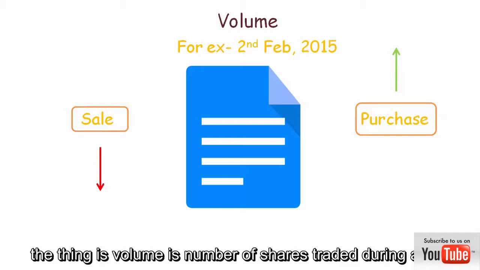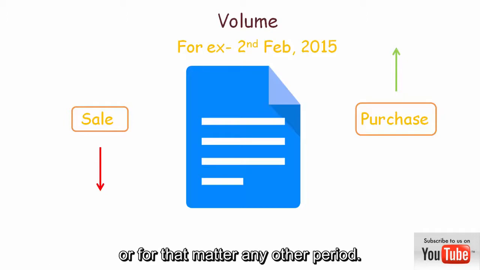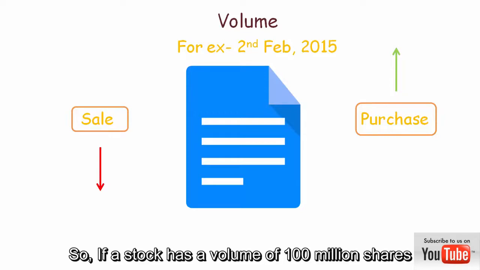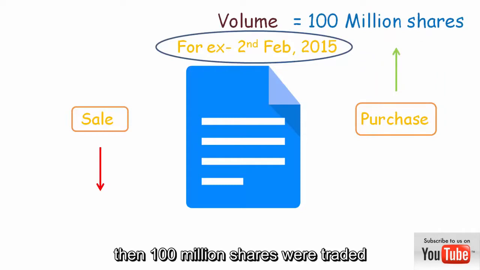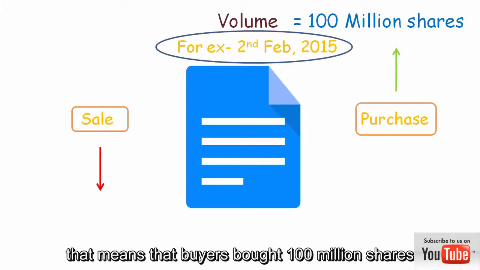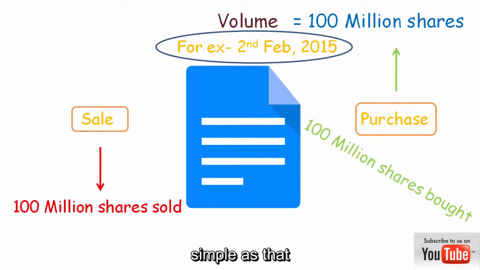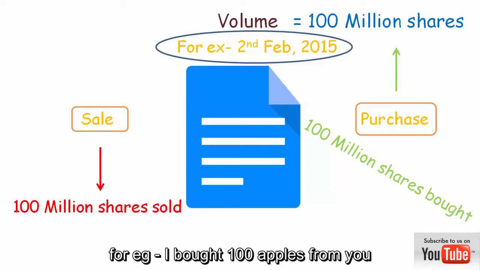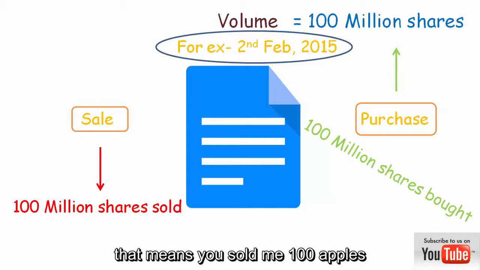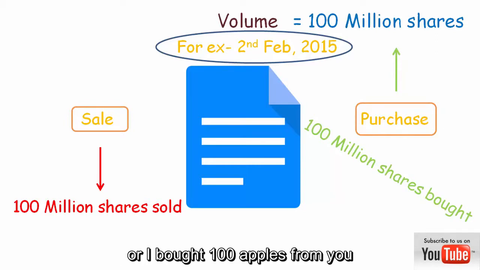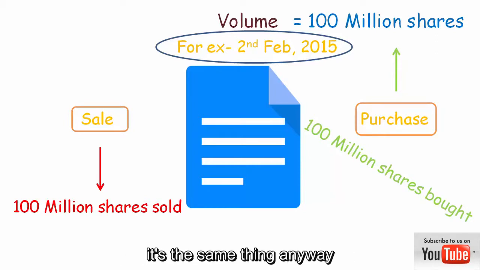The thing is, volume is the number of shares traded during a day, or for that matter, any other period. So if a stock has a volume of 100 million shares on a given day, then 100 million shares were traded. That means that buyers bought 100 million shares from sellers. Simple as that. For example, if I bought 100 apples from you, that means you sold 100 apples to me. It's the same thing anyway.